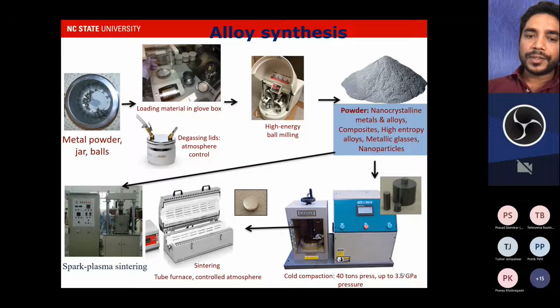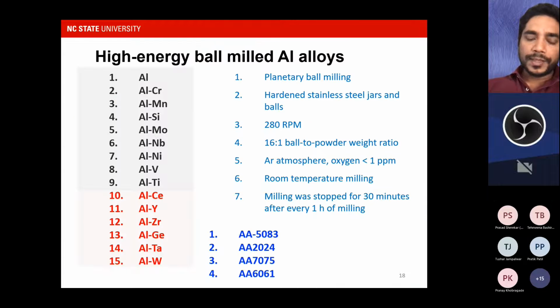We can use that powder to consolidate some pellets, look at the corrosion performance. We can do sintering on those. We can do spark plasma sintering. Most recently, we have been doing some cold spray and things like that, right? So we can do a number of things, but let's see what the properties would be.